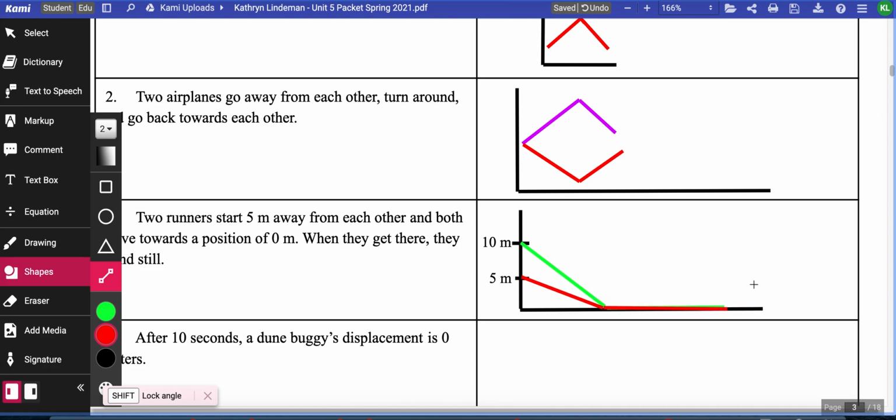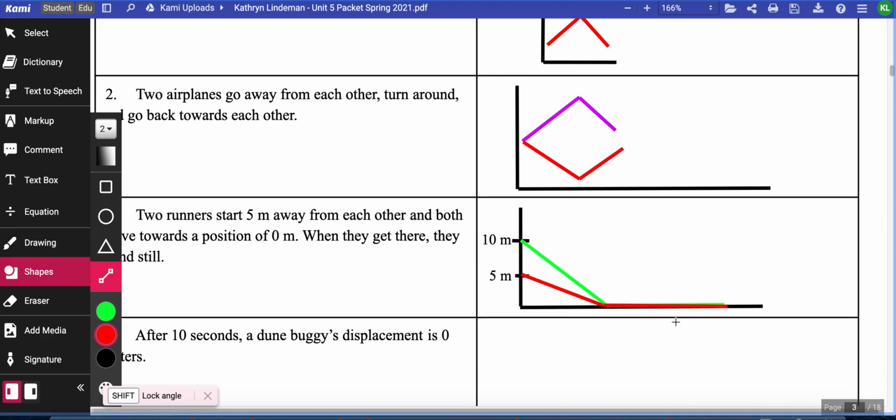So a couple of things here. If you are standing still, that means that your position is going to be the same for all of the time that you are standing still, okay? So that's why if you are standing still on a position time graph, your line is going to be a flat line. Do we see that, once they meet the x-axis and they're just sitting on the x-axis, the y-axis value for both the green line and the red line are identical? Okay.